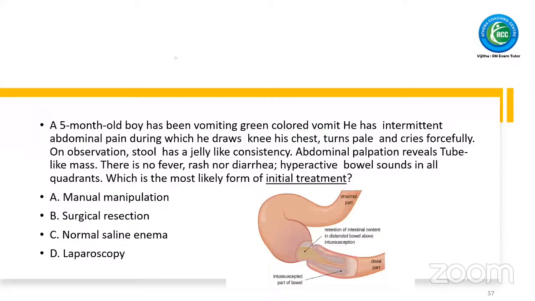What are the signs of intussusception? Jelly-like sausage-sized mass, severe abdominal pain, cream-colored mucosa, and fecal content vomitus. Okay, very good.